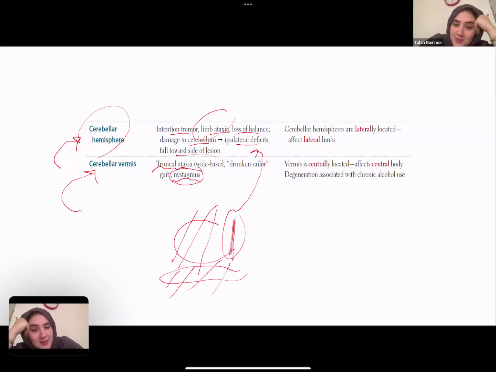Why do we have nystagmus? Because remember how in the middle we have the vestibulocerebellum, and it has to do with the eyes and with the folliculonodular lobe. From here, we're going to have movements below.